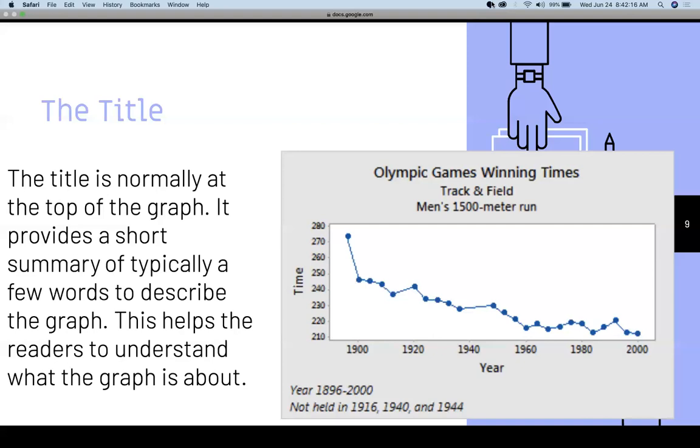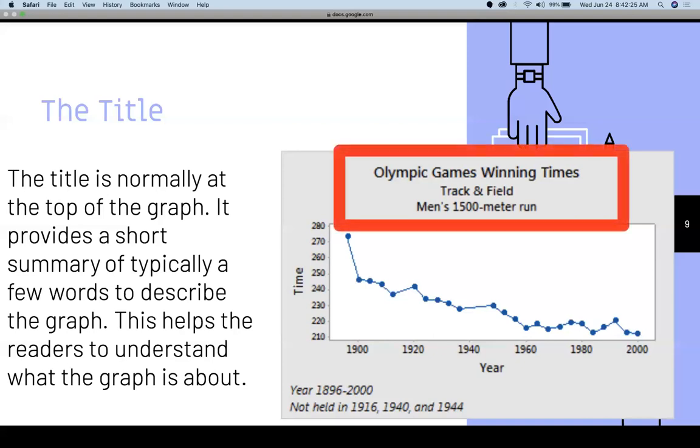So really, that title just gives us that quick summary of what the graph is going to be about, and readers are already diving into what they need to know. That would be that title right there, Olympic Games winning times. That's the more important piece of the title. But track and field and men's 1500-meter run is sort of like a subtitle to that title, a little bit more information to help us understand what's going on. To understand that this is track and field, that this is the men's race, then it's the 1500 run, a little more specific.